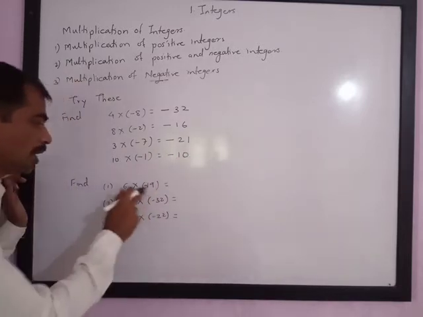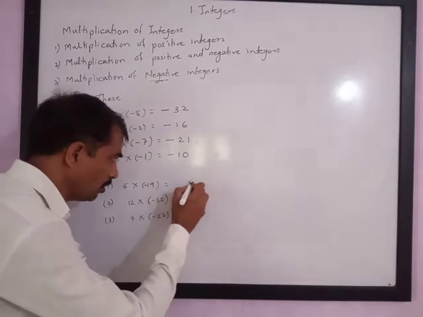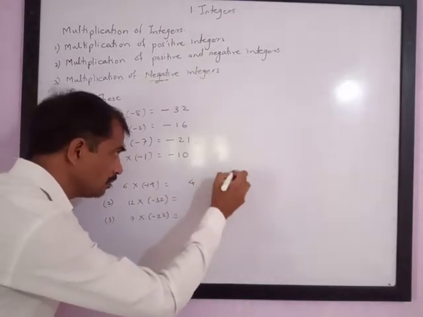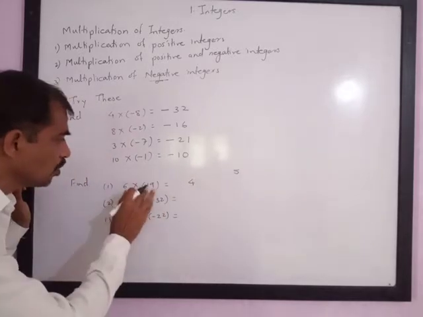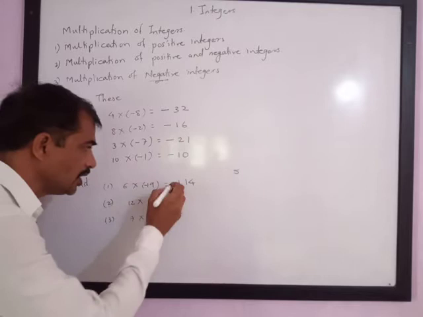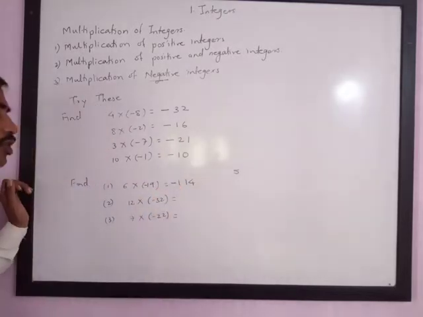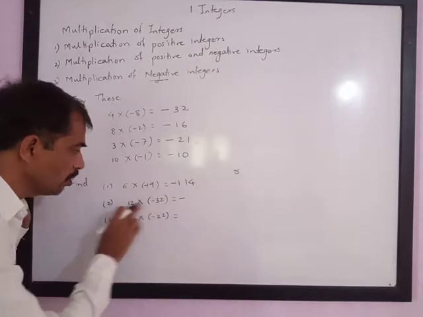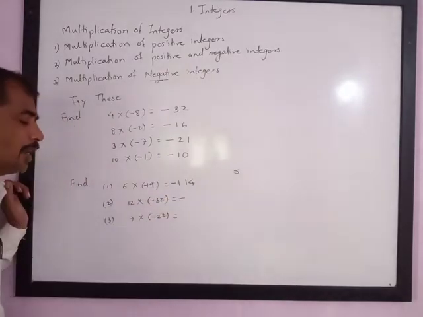Here let us multiply. 9 6s are 54, 5 carries. 6 1s are 6 plus 5, 11. Answer: one integer is negative, hence the answer will also be negative. Next is again negative. One integer is negative, so the answer will be negative.